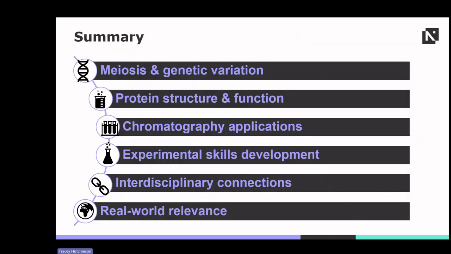So let's summarize our key takeaways. So meiosis and genetic variation. Understanding the intricacies of meiosis is crucial for comprehending genetic diversity. Meiosis introduces variation through processes like crossing over and independent assortment, shaping offspring characteristics.